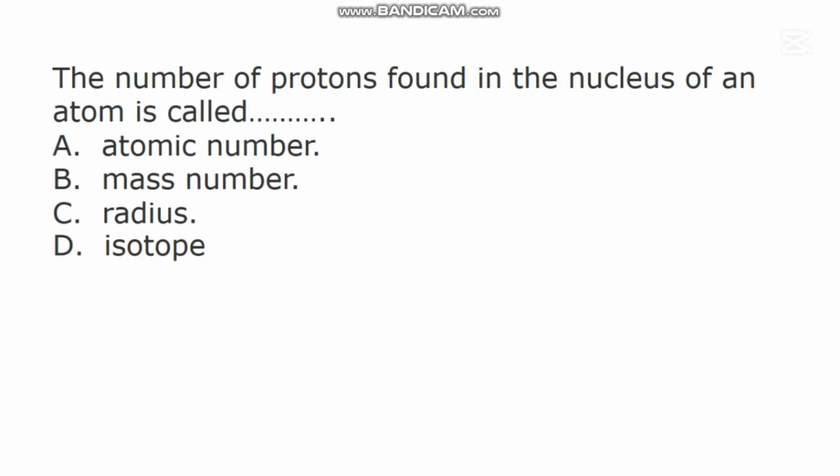The next question says, the number of protons found in the nucleus of an atom is called dash. A. Atomic number. B. Mass number. C. Radius. D. Isotope. In this question, the correct answer is A. Atomic number. Atomic number is the number of protons found in the nucleus of an atom.